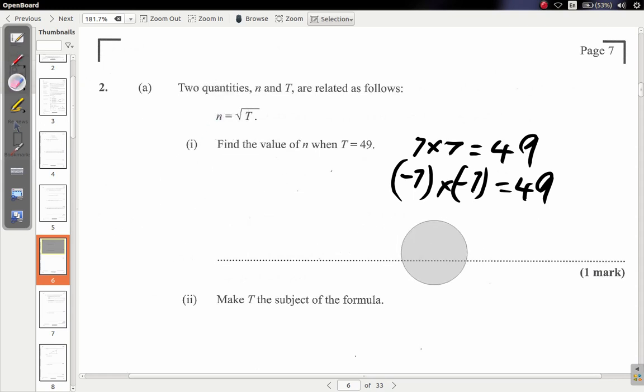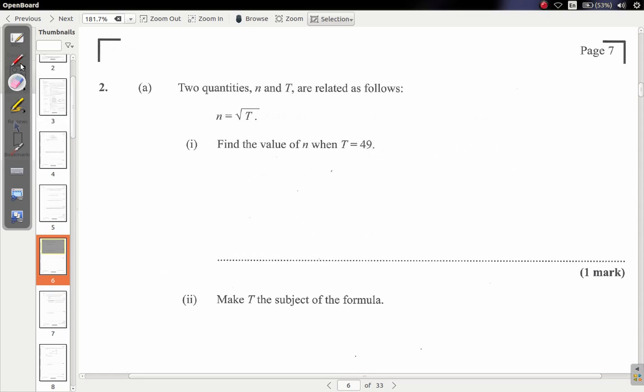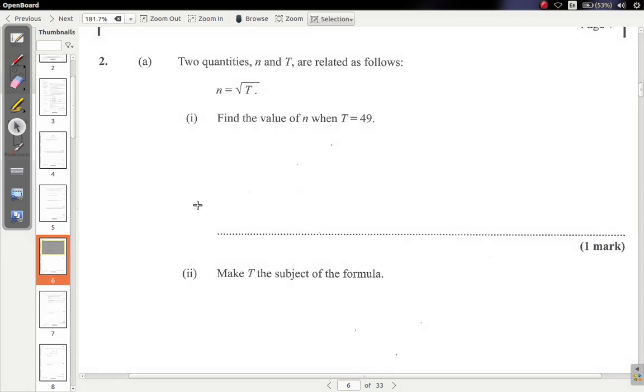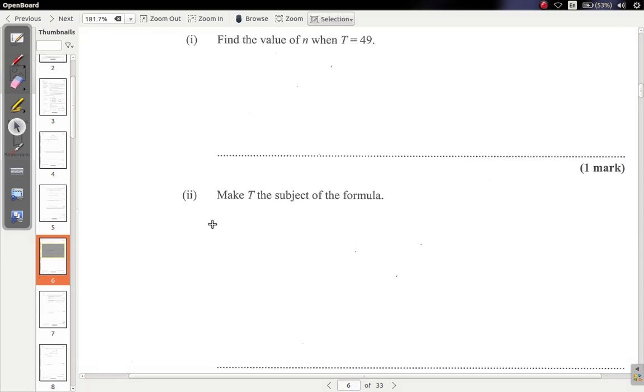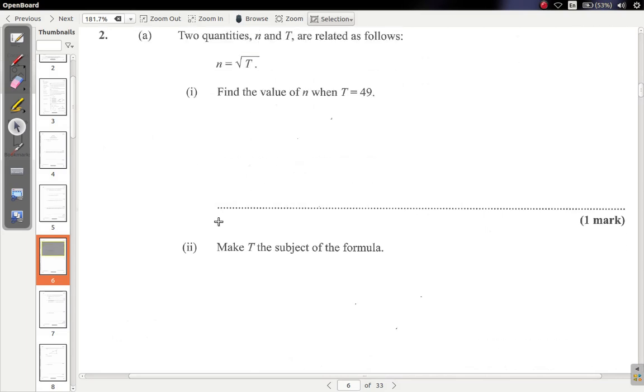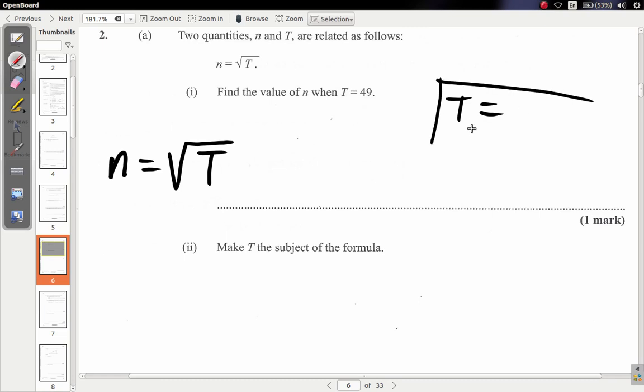Now, down here, they say make t the subject of the formula. So you must make t the subject. So let's see how this goes. When you have n equals the square root of t, what you want to end up with is t equals. That is what you want to end up with, right? t equals something.